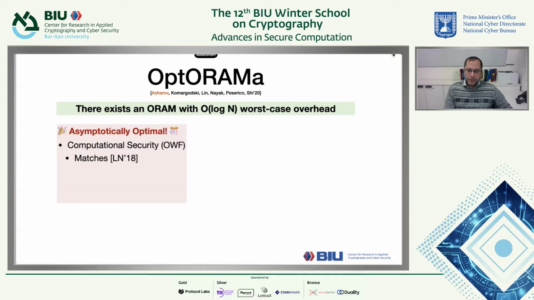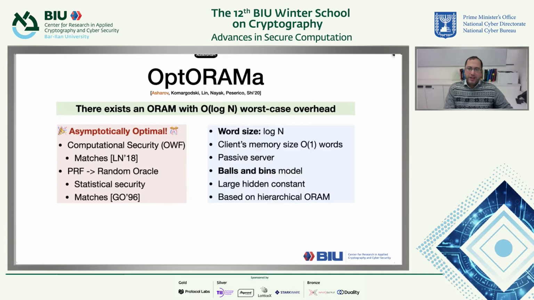It achieves computational security and matches Larsen and Nielsen. And if you replace the PRF with a random oracle, you're actually going to achieve statistical security. The lower bound of Goldreich-Ostrovsky also holds if the client has a random oracle. So we're going to match also Goldreich-Ostrovsky in this model when it's replaced with a random oracle.